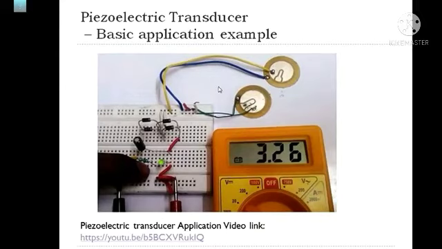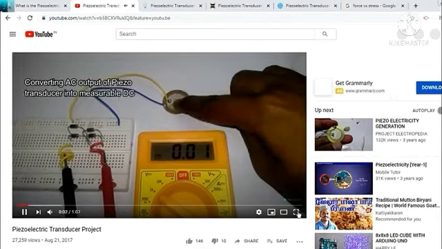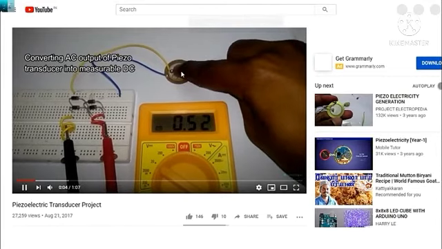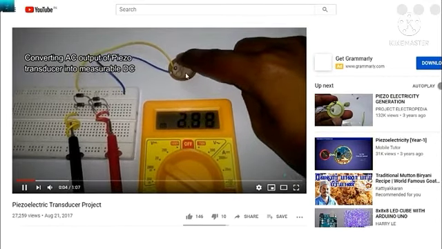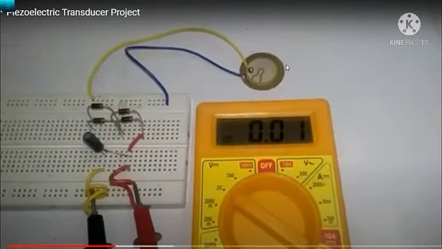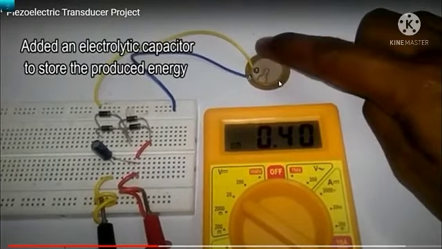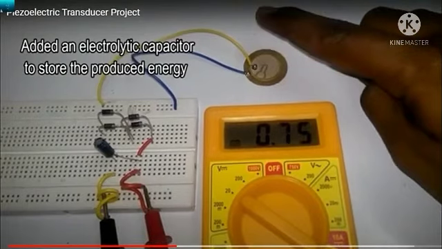Let us see the demonstration of this application in this video. Okay, we will open this video. So this is the piezoelectric crystal where force is applied. You see tappings are done on the crystal, and for each tapping you see electric output. And one more thing, there is no LED here as shown in the circuit; no LED is used here.